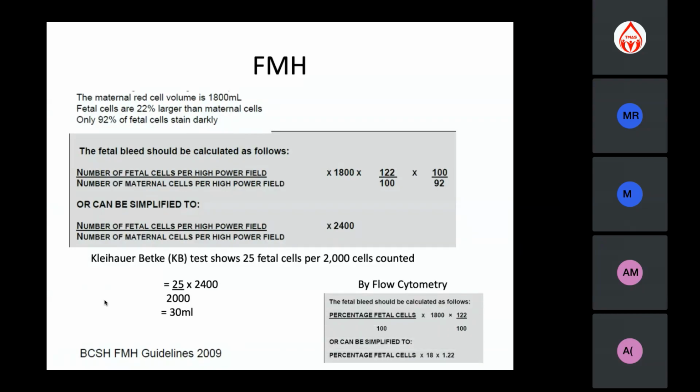We can also estimate the fetal-maternal hemorrhage by flow cytometer. In flow cytometry, it is percentage of fetal cells into 1800 into the fetal cell volume, that is 122 by 100. The staining will not be a factor involved in flow cytometry. So it can be simplified as percentage of fetal cells into 18 into 1.22.